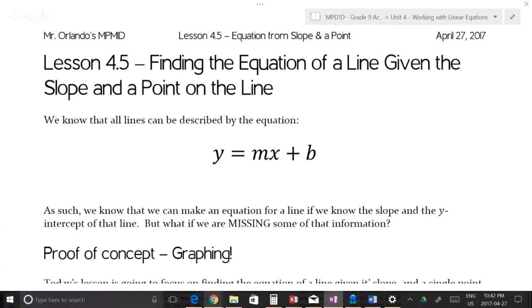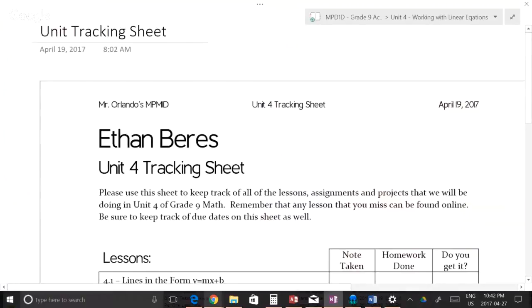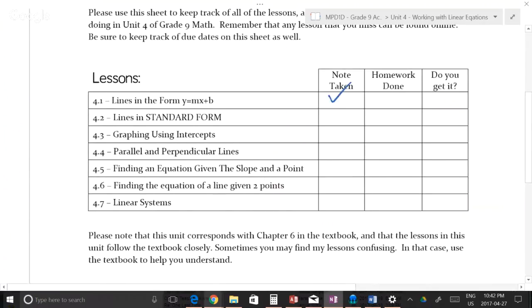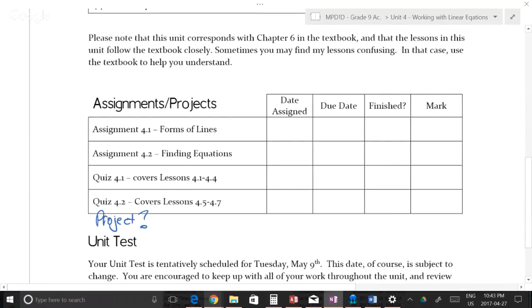So here we are. Now you'll note, if you go to your unit tracking sheet, you'll see that we have done lesson 4.1. We've taken that, lines in the form y equals mx plus b. We've taken the standard form note. We did the graphing using intercepts. I've given you assignment 4.1. In fact, I did that on April 27th, if you want to put that now. And it is due Monday. And hopefully you finished it, because you should have had lots of time to do so yesterday.